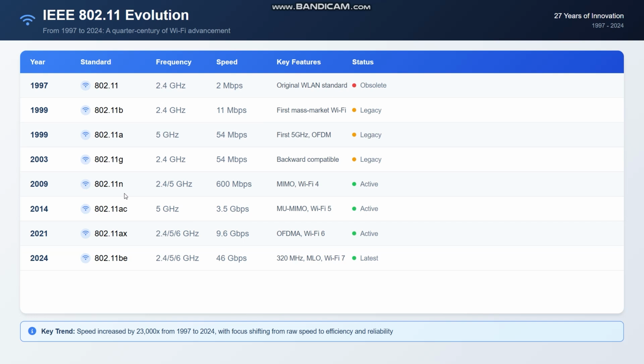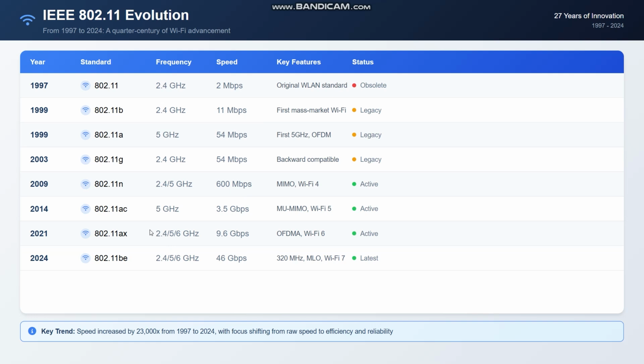What are those? IEEE 802.11n. We can call it Wi-Fi 4. This was introduced in 2009 and supported both 2.4 gigahertz and 5 gigahertz bands. It also improved the performance greatly and supported speeds up to 600 Mbps. Then they introduced IEEE 802.11ac, or Wi-Fi 5. This was introduced in 2013 and delivered higher throughput with wider channels and improved multi-antenna performance.